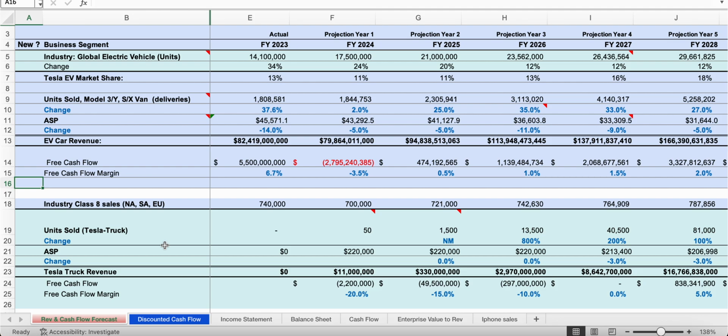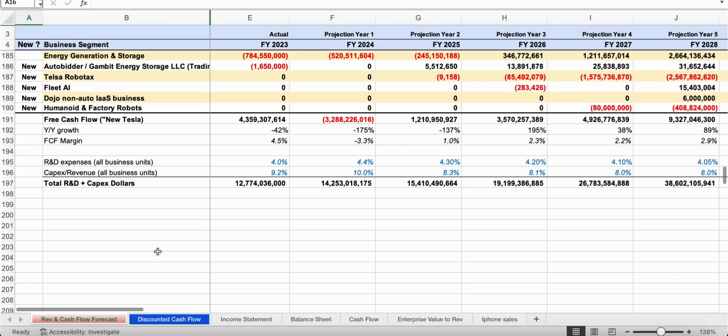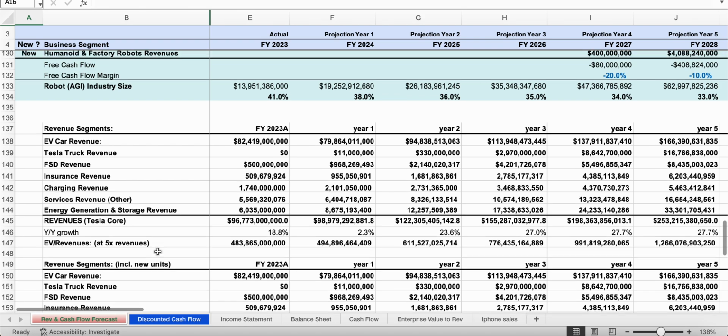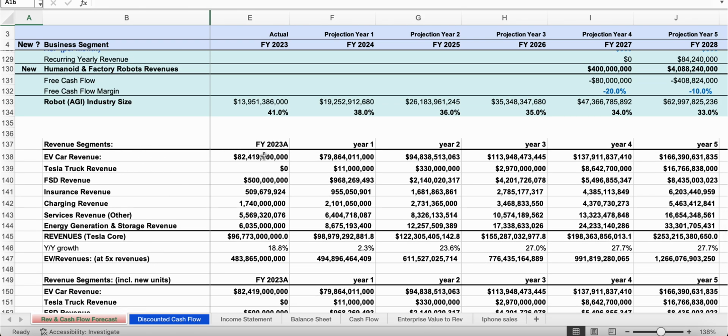But what I do is I show a whole bunch of revenue units. And maybe I'll go to the bottom and show them to you, to show you what they look like. So it's right here. We got EV. I broke it up to EV car revenue, the truck revenue, which is coming online soon, so I included it in the Tesla core. And then we got the FSD revenue, which I mentioned to you, the subscription revenue. And then we've got insurance, charging, which we all saw on the news because of laying off people. The services, which is kind of like an other revenue. And then we have energy generation and storage, which I think is a key revenue driver for the company.